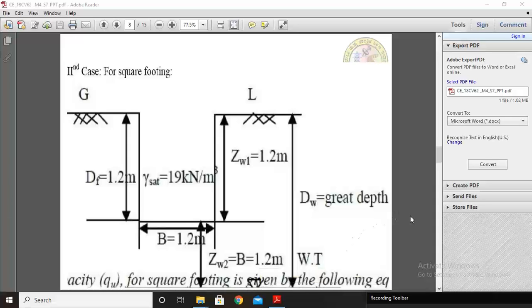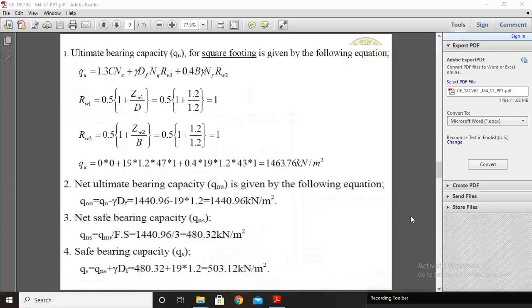So now you calculate the ultimate bearing capacity for square footing, given by the following equation, that is 1.3 times c Nc plus gamma Df Nq into Rw1 plus 0.4 times B gamma N gamma into Rw2. In this case, there is a slight change: for strip it is 0.5, for square it is 0.4. So the remaining steps are the same.